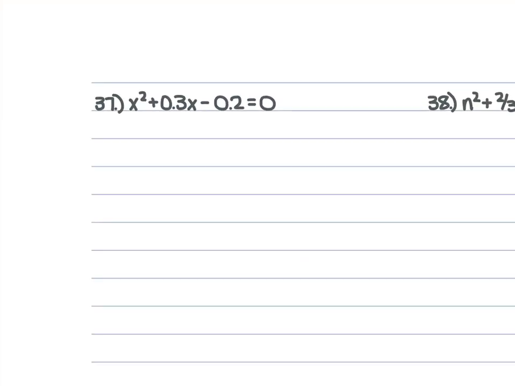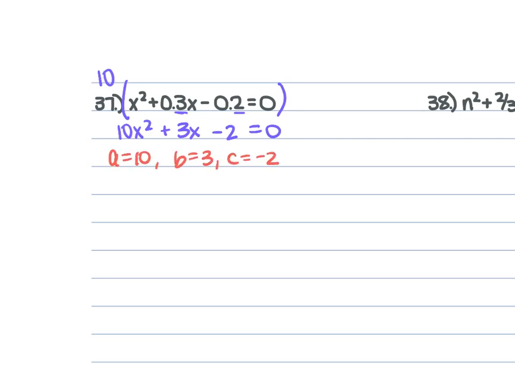For our last three, we have x squared plus 0.3x minus 0.2 is equal to 0. Another way of doing these is to get rid of your decimals. So you could multiply everything by the greatest decimal place that you have here, which is just 1. So that's the 10th place. That would be a 10 that you're multiplying everything by. So this would give you 10x squared plus 3x minus 2 is equal to 0. Now you're working with whole numbers, so it makes your life a lot easier. Your a is 10, your b is 3, your c is negative 2.